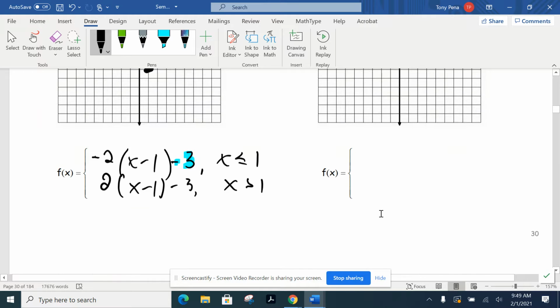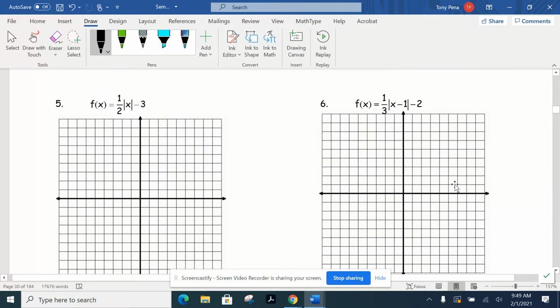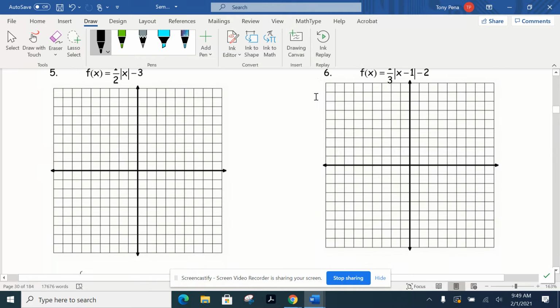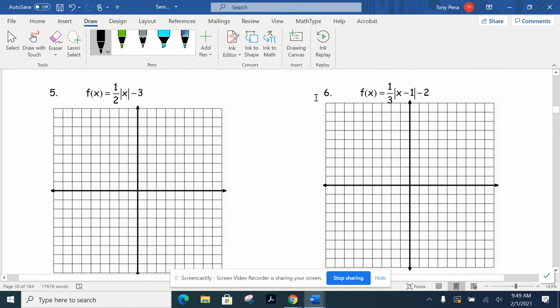Okay, that hopefully we're pretty good with. I want to do one with a fraction. So let's do one of these here. Let's do 5. Because I don't think I gave negatives. I want to do a negative. All right, so number 5.